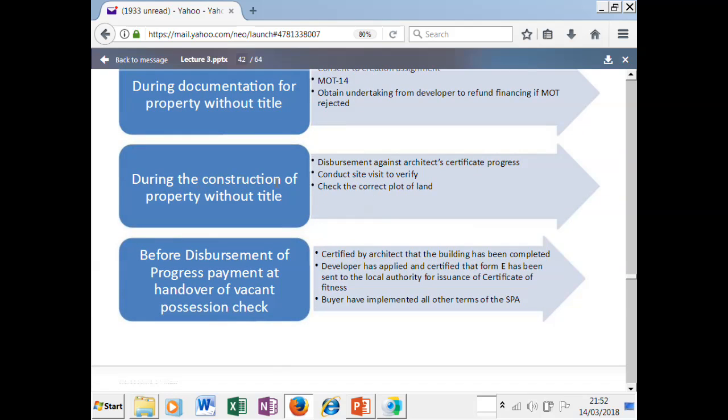Okay, during the construction of property without title, disbursement is against the architect's certificate of progress. This is the istisna' from earlier. The bank will disburse: when this part is completed, we pay; when that is completed, we pay.